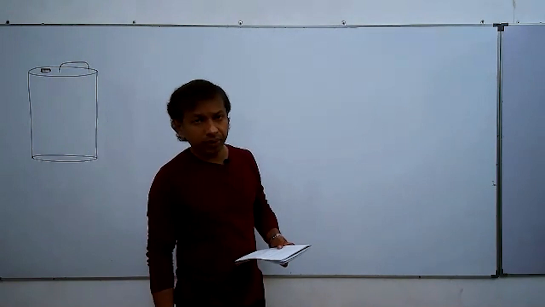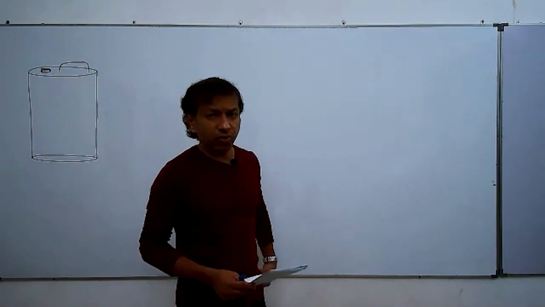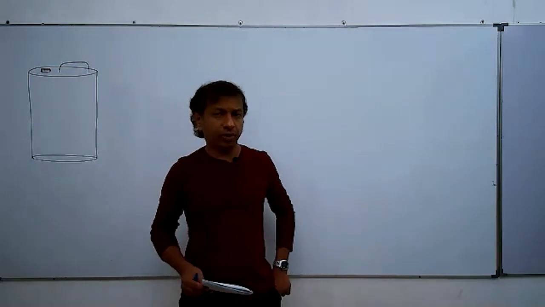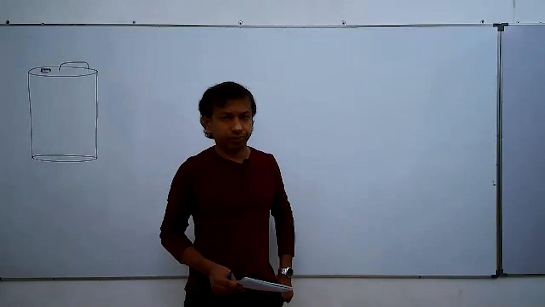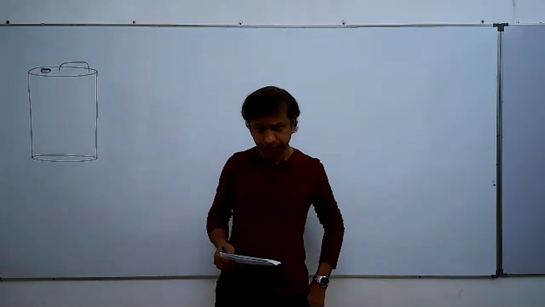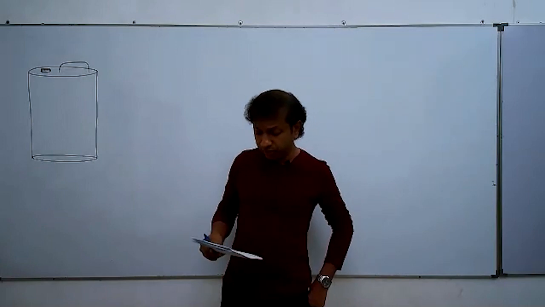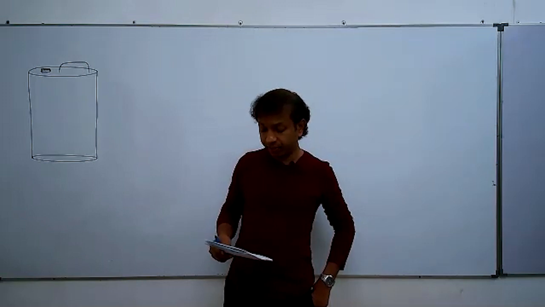That means the capacity of the can should be 1 liter. 1 liter means, people, 1000 cubic centimeters. 1 liter, 1000 cubic centimeters. Find the dimensions which will minimize the cost of the metal to make the can.